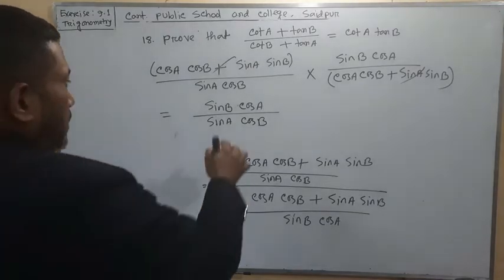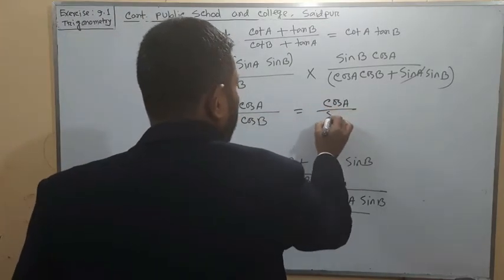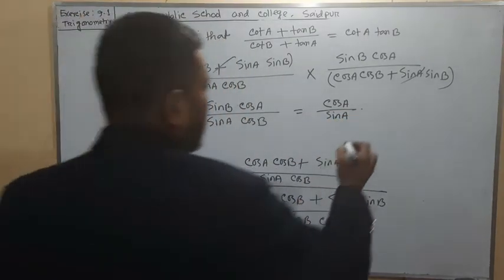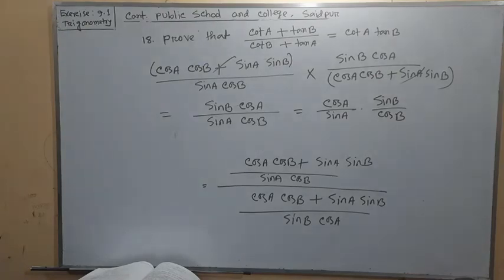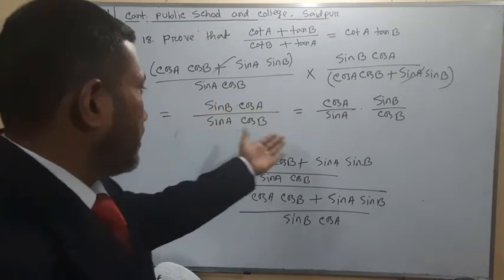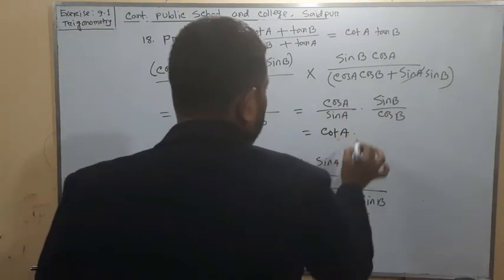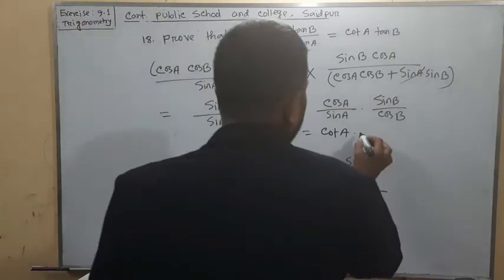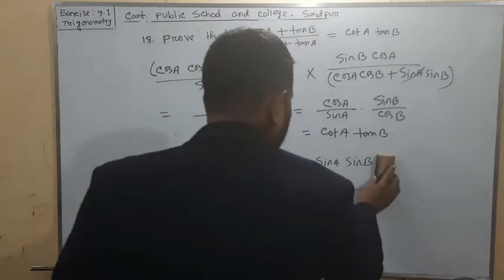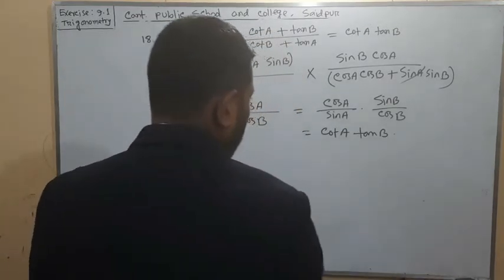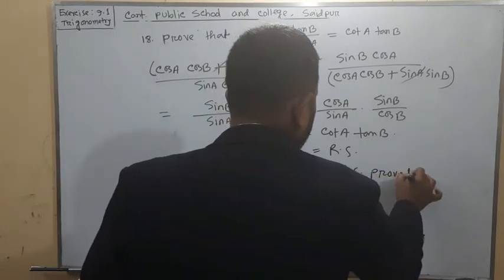First I'll write angle A, that is cos A divided by sin A, cos A divided by sin A, multiplied by sin B by cos B, because cos A and sin B multiplied give sin B cos A. Similarly, cos A by sin A, we get a formula, this will be cot A. Sin B by cos B will be tan B. This is the right side. Therefore, left side is equal to right side. Proved.